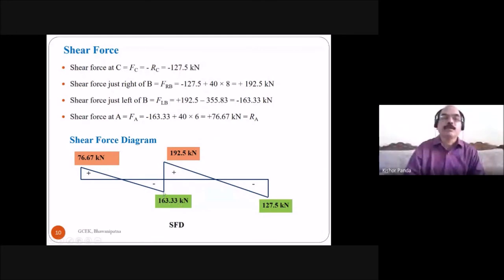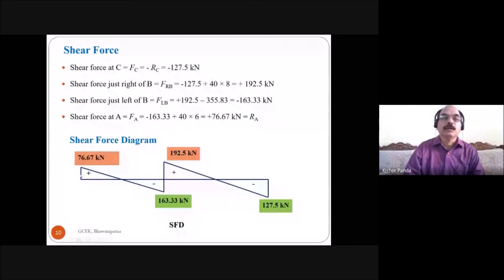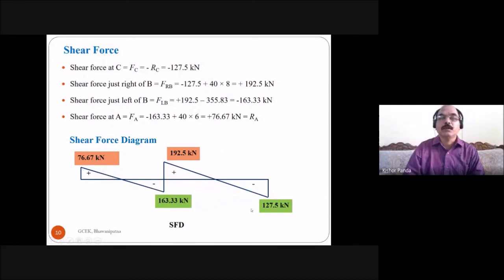Then what is the shear force at A? This is 76.67, positive. This is also positive, and the shear force on the span AB is also linear. So these two values are positive, above the axis, and these two values are negative, below the axis. And this is the shear force diagram.